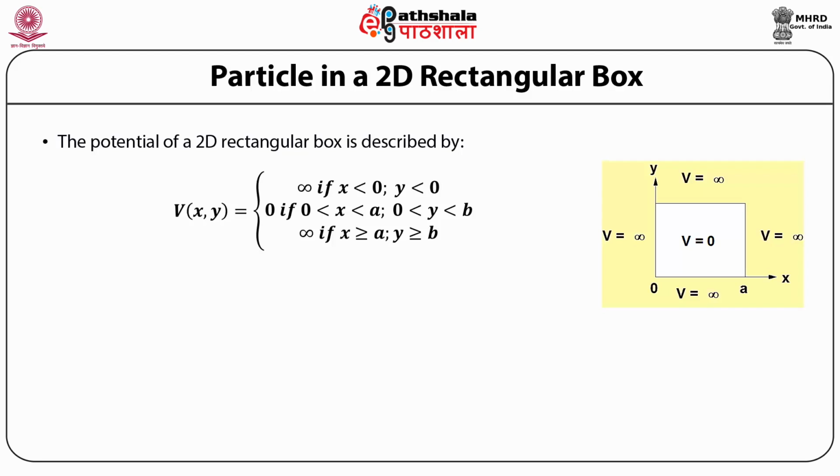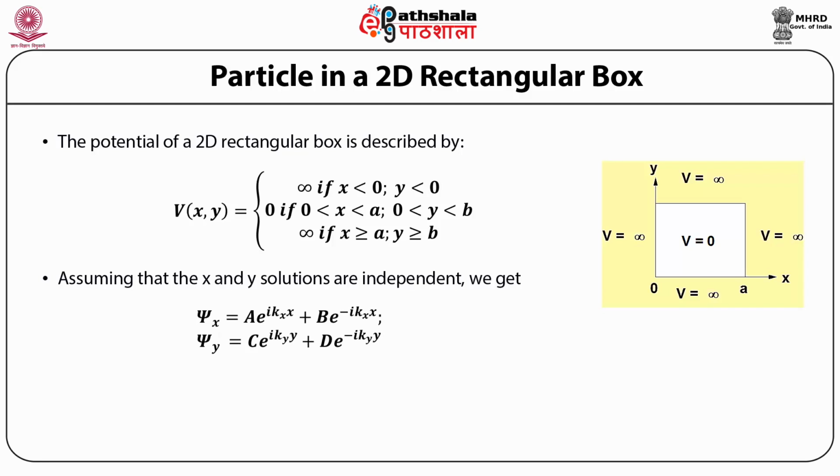So the general solution for the above equation, considering the x and y solutions are independent, we can write psi x is equal to A multiplied by exponential iota kx x plus B multiplied by exponential minus iota kx x, and psi y is equal to C multiplied by exponential iota ky y plus D exponential minus iota ky y.